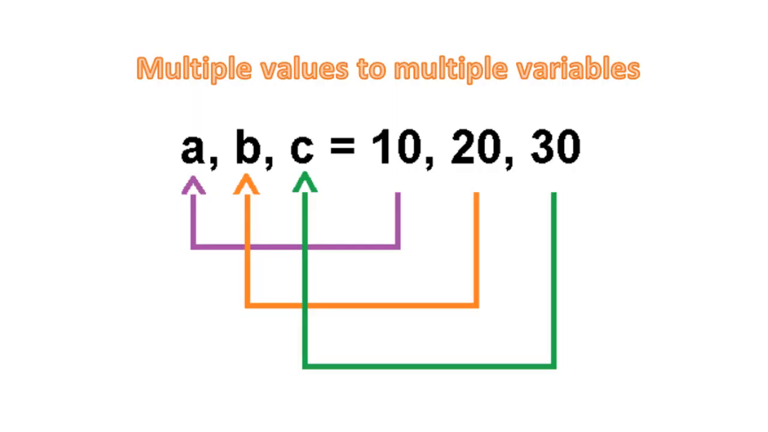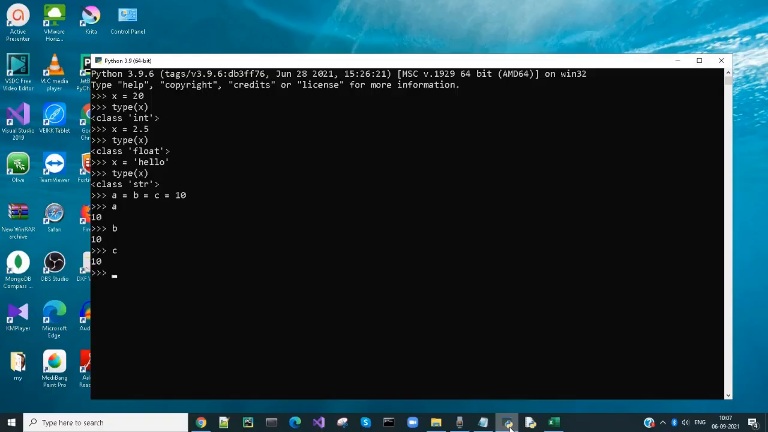Multiple values can be assigned to multiple variables. For example, a, b, c is equal to 10, 20, 30. So the result will be a is equal to 10, b is equal to 20 and c is equal to 30. Now the value of a is 10, b is 20 and c is 30.